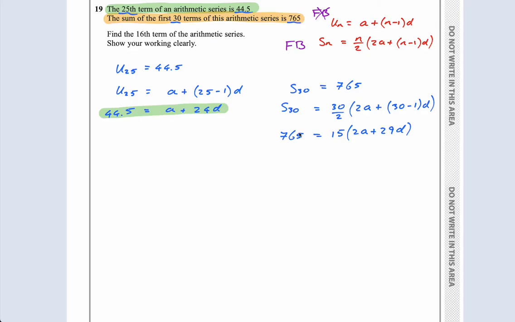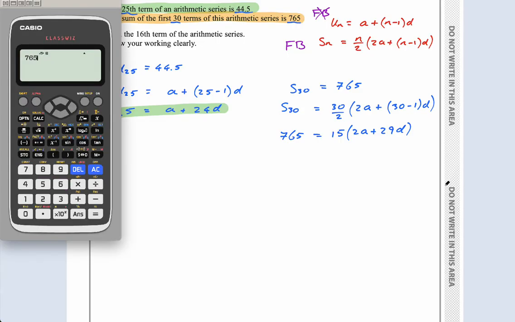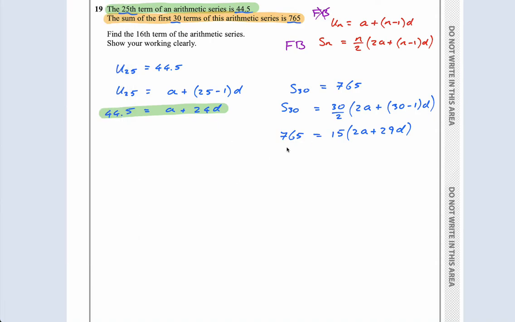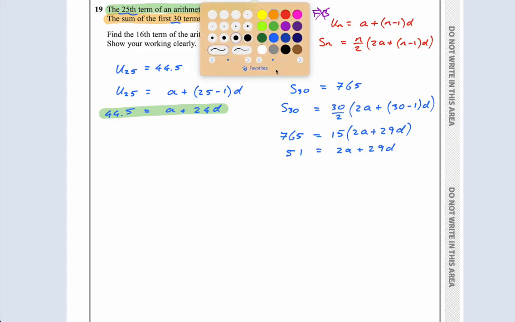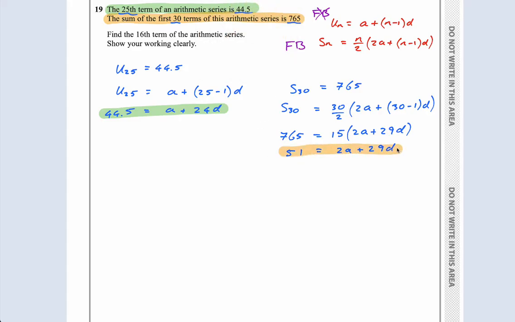Now, I can again, guys, make this a little bit simpler. 765 equals, well, actually, do you know what I might be able to do? Divide by 15. It would be nice if 765 could be divided by 15. It can. So now I can actually just write this: 51 equals 2a plus 29d. So that's my second equation. I've divided both sides by 15. Let's do this for completeness. This is my second equation.